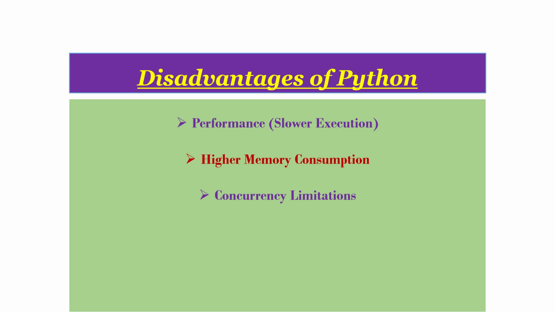Concurrency limitations, like the global interpreter lock, which allows only one thread to execute Python bytecode at a time, limiting the performance in CPU-bound multi-threaded applications. Then weak mobile computing support. Although there are frameworks available, Python is not widely used for mobile app development compared to other languages like Swift for iOS, or Java or Kotlin for Android.